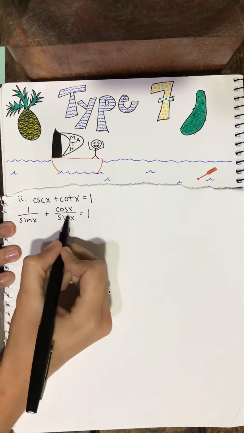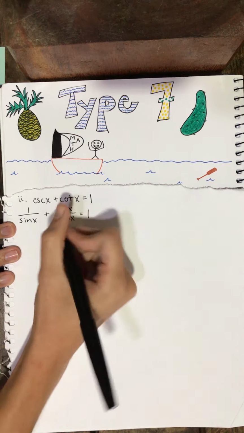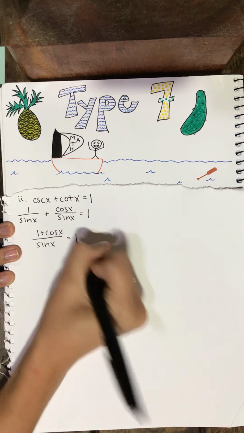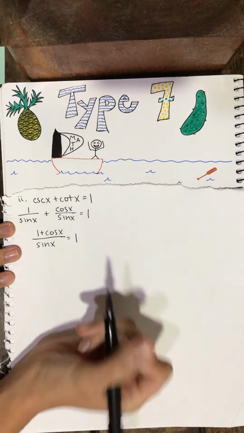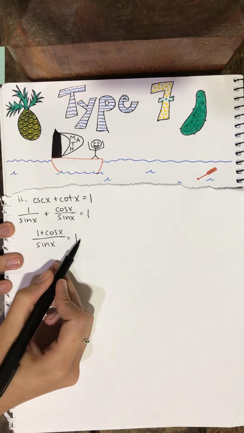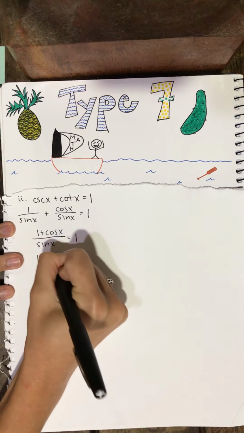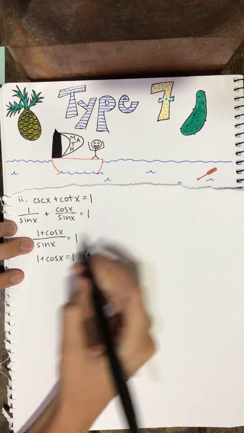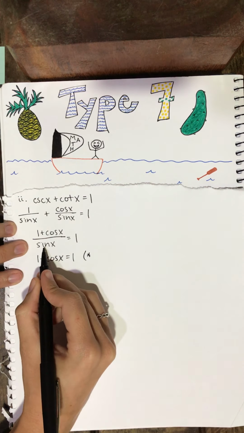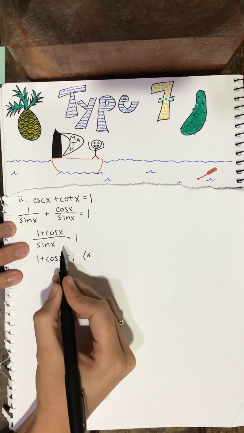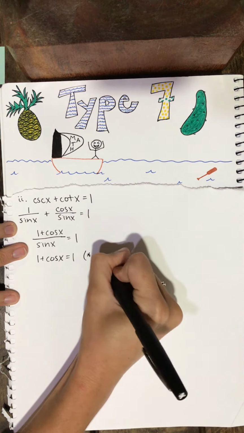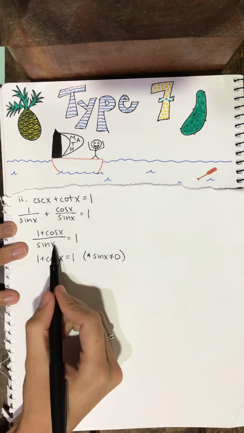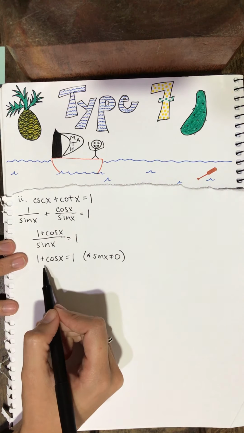Now we've already got the same denominator, so we can go ahead and add our numerators together. So we've got 1 plus cosine of x divided by sine of x is equal to 1, okay? Now we can pass sine of x to the other side. However, we need to remember that since sine of x was in the denominator, sine of x cannot be equal to 0, because we cannot have 0 in the denominator. So I'm just going to make a little note that sine of x cannot be equal to 0 because we cannot divide by 0. So we got to keep that out, okay?